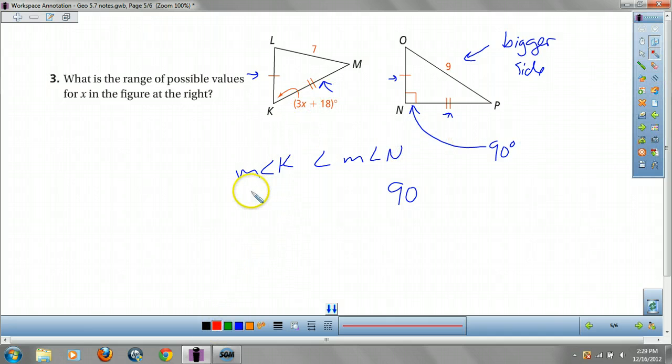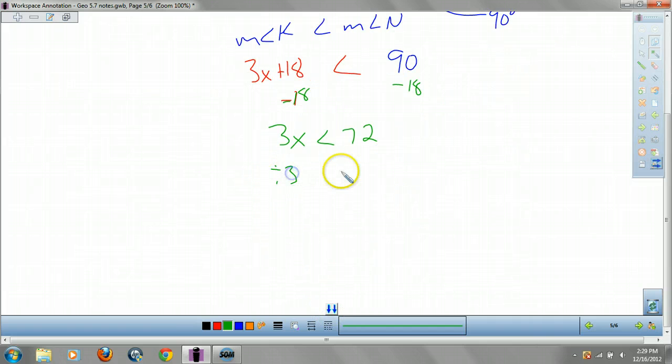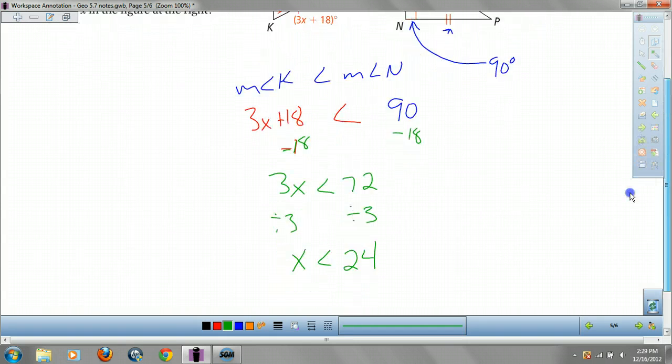So that tells me, well, K is 3x plus 18, right? N is 90. So I set 3x plus 18 less than 90. Okay, you don't set them equal to each other now, you find out which one's bigger. You set this one less. Then I do some good old-fashioned algebra. I subtract my 18, subtract 18. 3x is less than 72. Divide by 3. Divide by 3. And that is what? 24? X is less than 24. And that's our range, guys. X is less than 24.